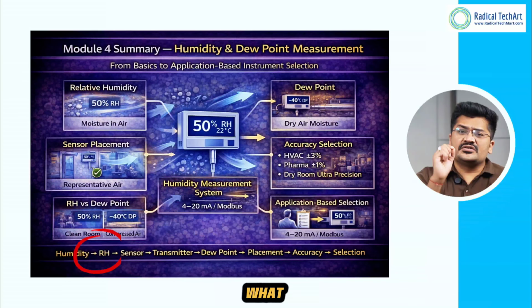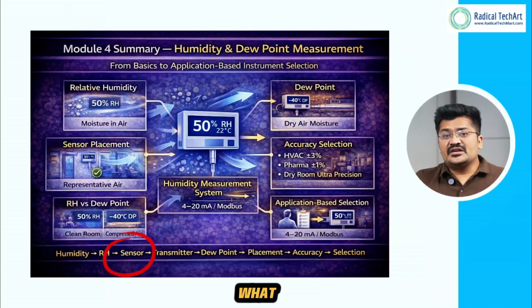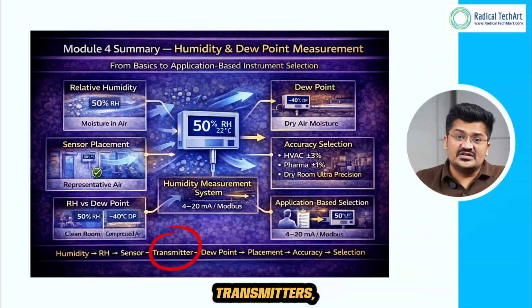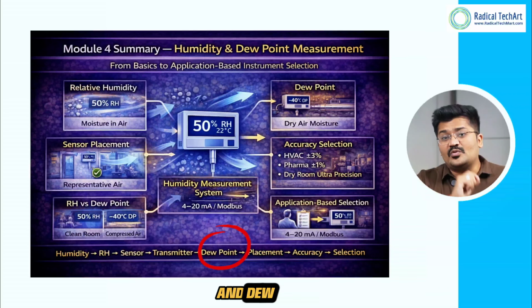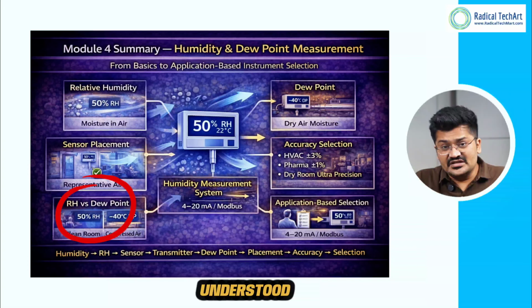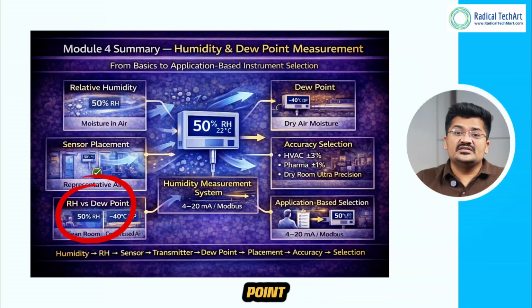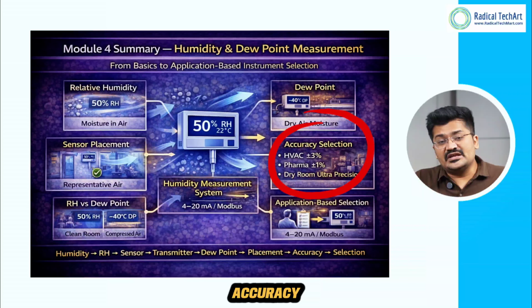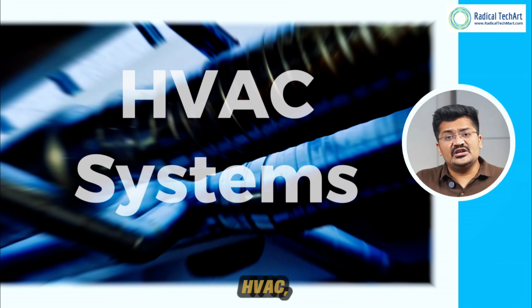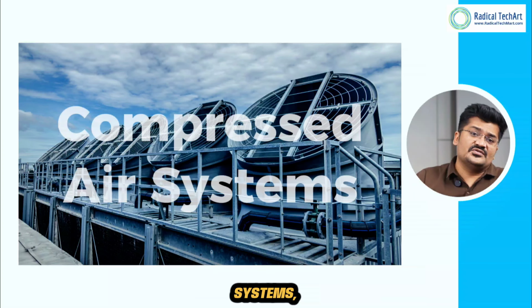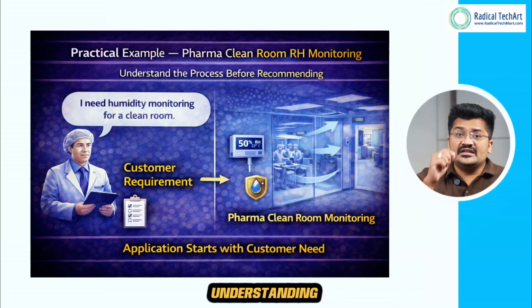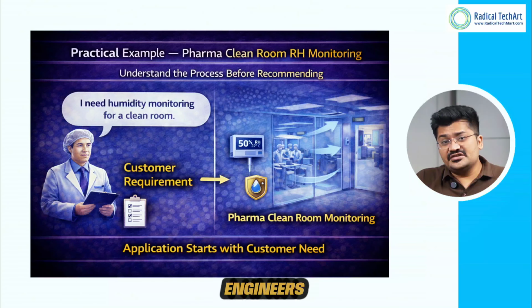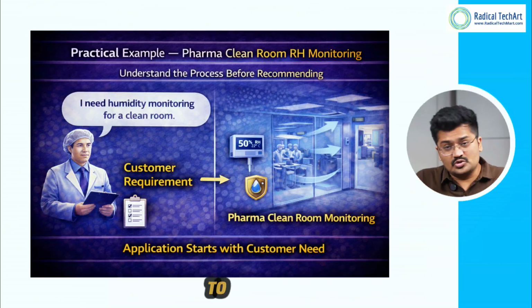So in this module, we have learned about what humidity is, what relative humidity means, what a humidity sensor and humidity transmitters are, dew point measurement and dew point transmitters. We also understood RH versus dew point, sensor placement and accuracy requirements. So, humidity and dew point measurement are very important in industries like pharma, HVAC, compressed air systems, and dry rooms. Understanding these measurements helps an application engineer recommend the right instruments to the customer.